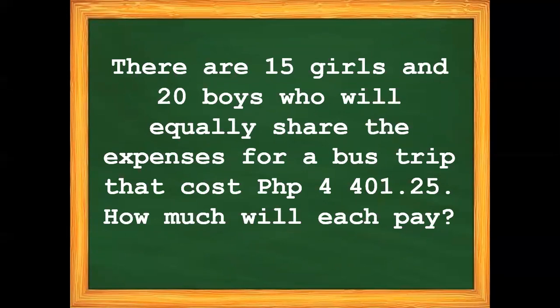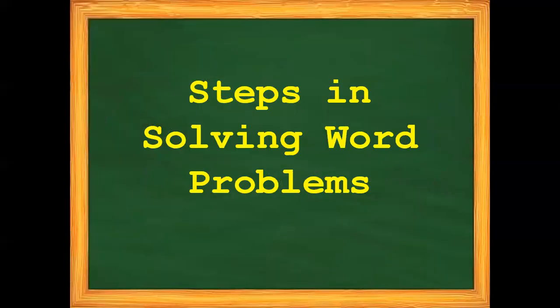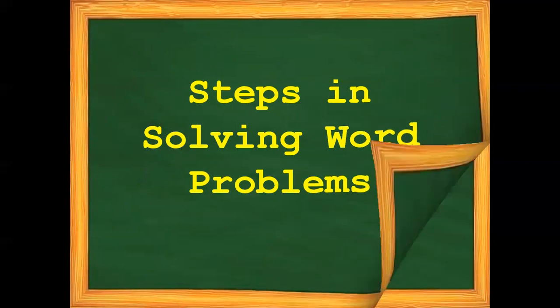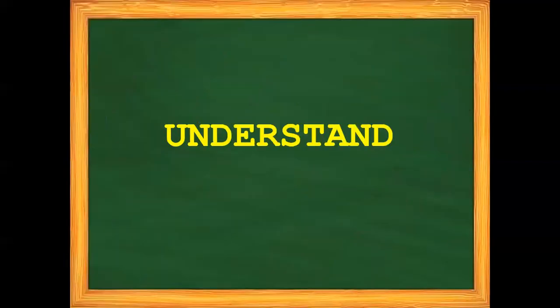So again, let us read the problem. There are 15 girls and 20 boys who will equally share the expenses for a bus trip that costs 4,401 pesos and 25 centavos. How much will each pay? So again, to solve the problem, we have to follow the steps in solving word problems. So first, we have to understand the problem.